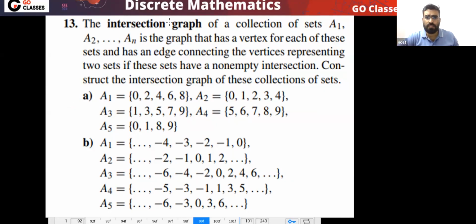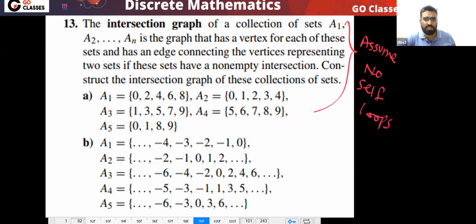Yeah, so let's create the intersection graph for this. Assume no self loops. The question is saying that here you have 5 sets. These 5 sets are vertices because the question is saying a collection of sets. This collection of sets is the graph that has a vertex for each of these sets. And there is an edge connecting the vertices representing two sets if these two sets have a non-empty intersection. If they have a non-empty intersection, it means they are not disjoint. Then we will have an edge.